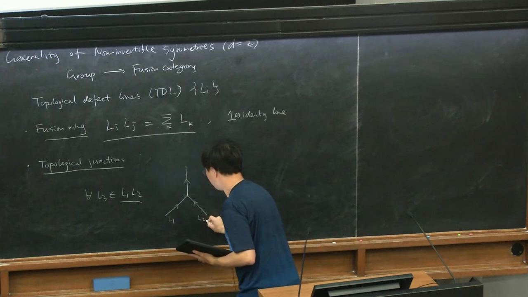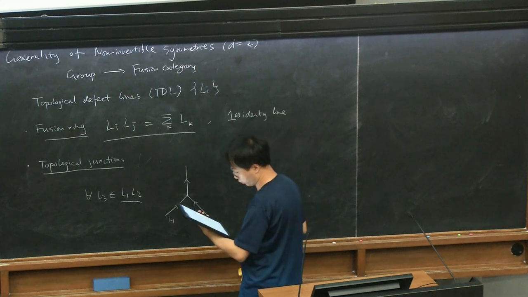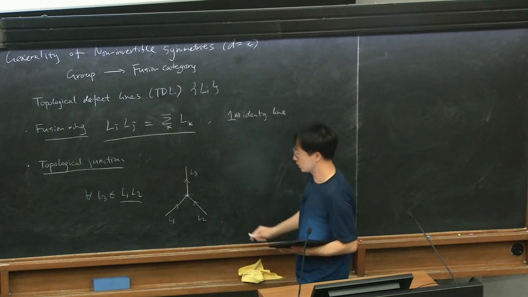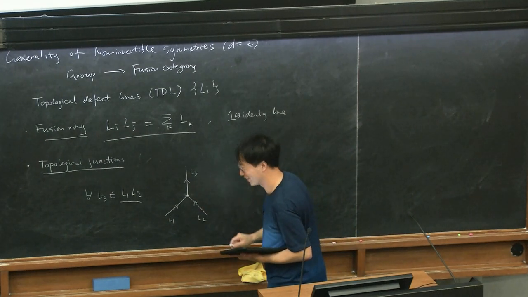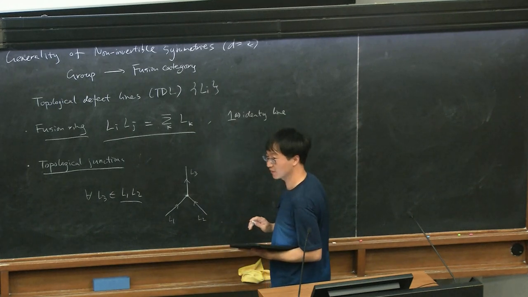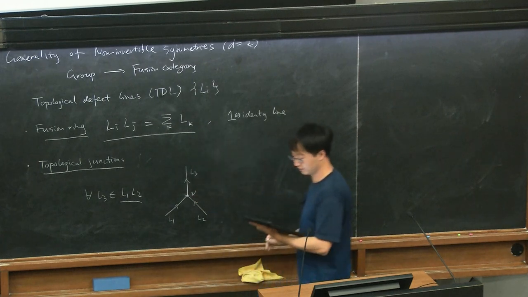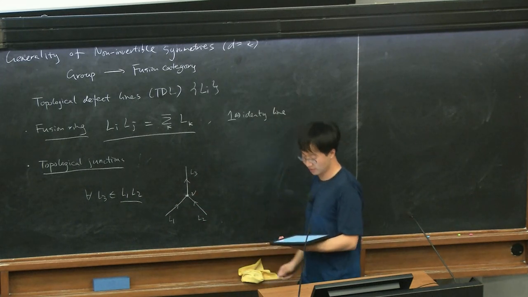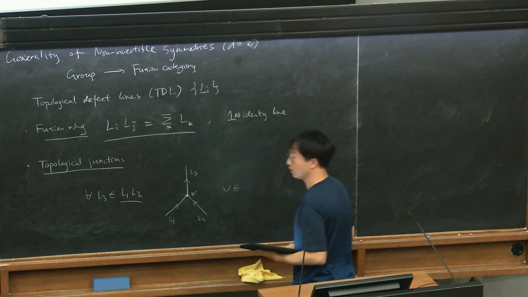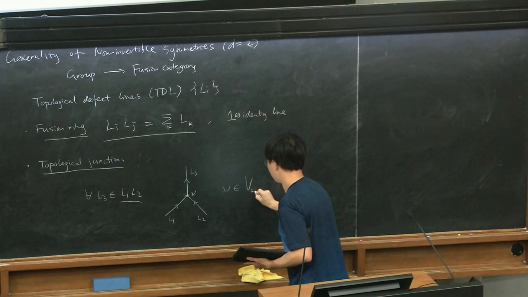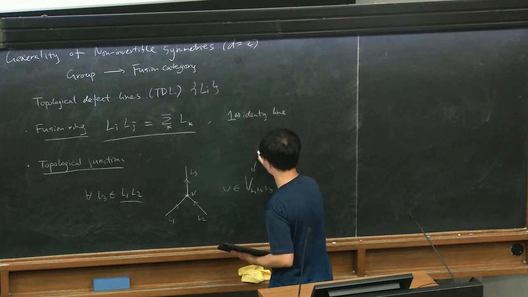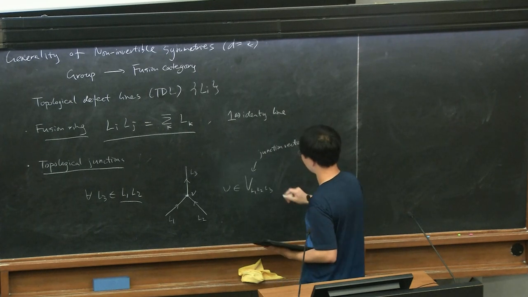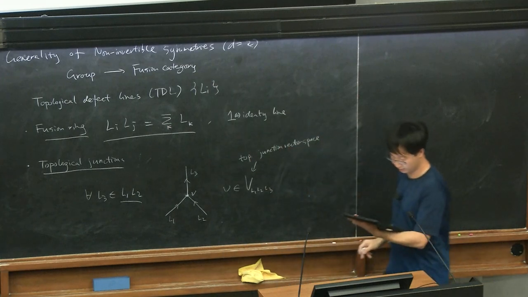This generalizes the topological junction that we saw when these are lines that generate group-like symmetries. The junction relies on a specification of this point, which can be thought of as a point operator that I'll denote by V. In general, when you specify the external topological defect lines, there may be multiple choices of V, and V, in general, is a vector in a vector space, which we'll call the topological junction vector space, to be precise.